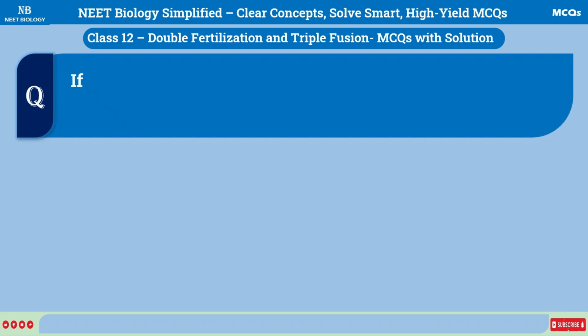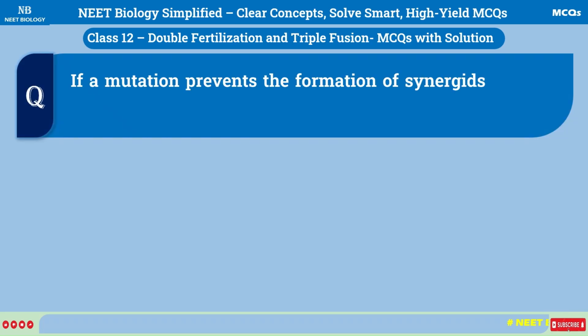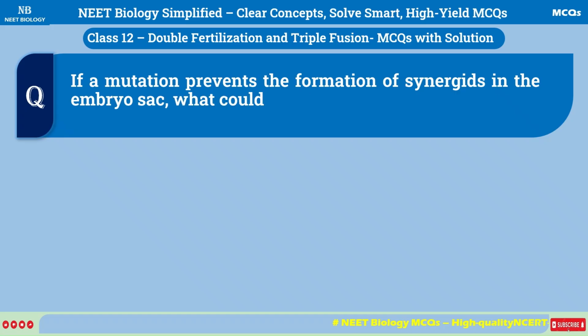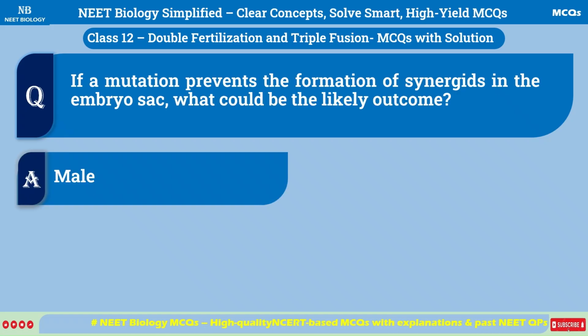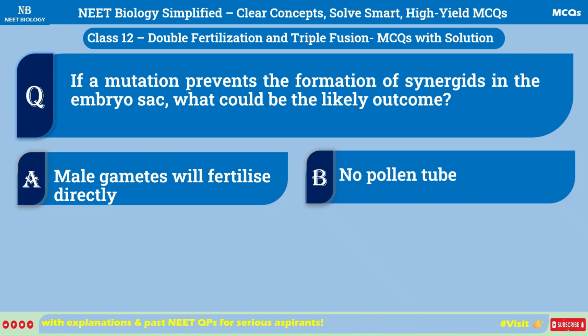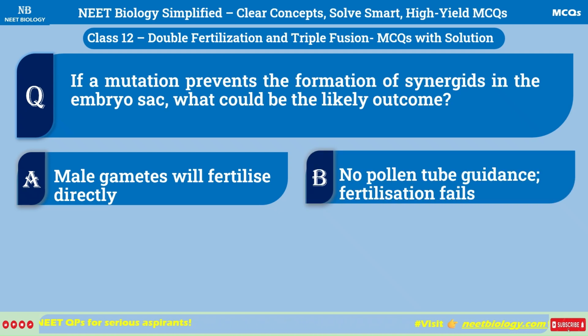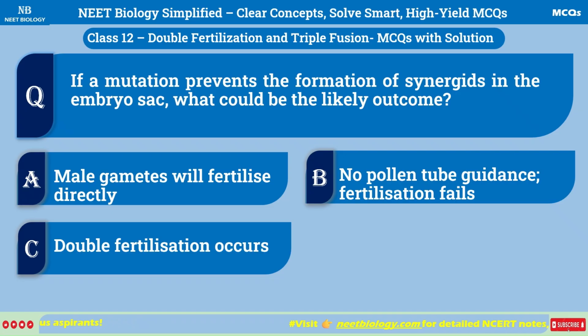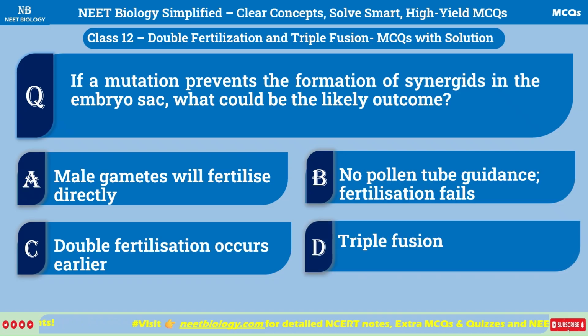If a mutation prevents the formation of synergids in the embryo sac, what could be the likely outcome? A. Male gametes will fertilize directly. B. No pollen tube guidance, fertilization fails. C. Double fertilization occurs earlier. D. Triple fusion occurs before syngamy.